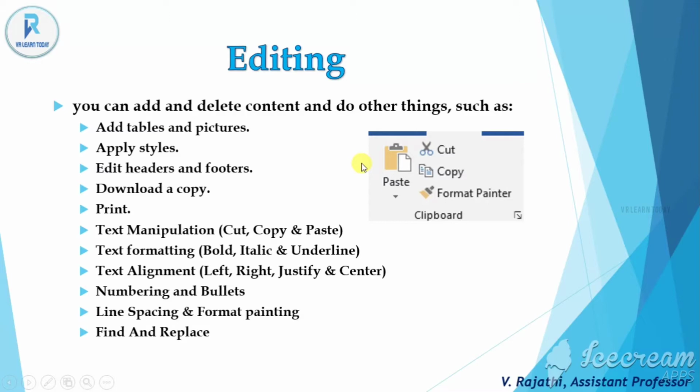So next one is editing. Editing means you can add or delete content and do other things such as add tables and pictures, apply styles, edit headers and footers, download a copy, and print. Text manipulation is nothing but copy and paste, and text formatting is nothing but bold, italic and underline, and the text alignment is left, right, justify and center, and likewise numbering, bullets, line spacing, format painter, and find and replace.